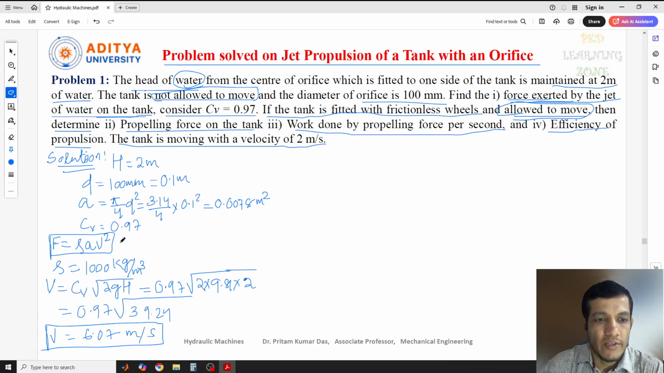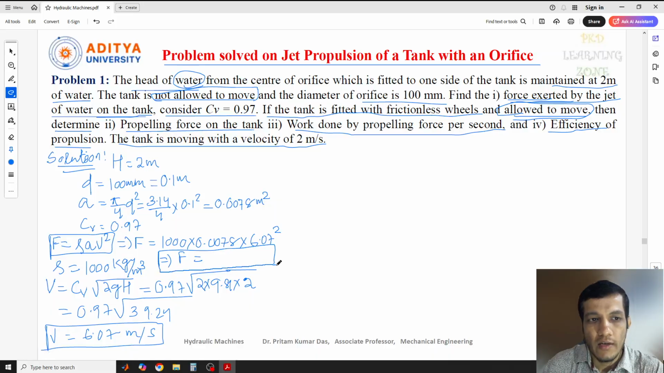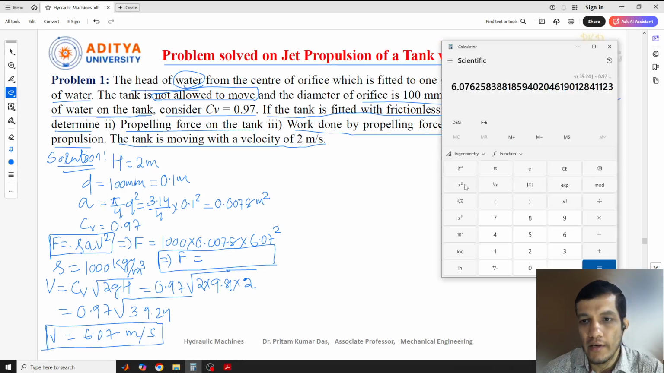Now put this value in this equation so we can find the value of force, which is 1000 into the area 0.0078 into 6.07 square. Finally we can get the value of the force exerted by the jet of water on the tank. So let's find out here. This is already given; let's square it and multiply.